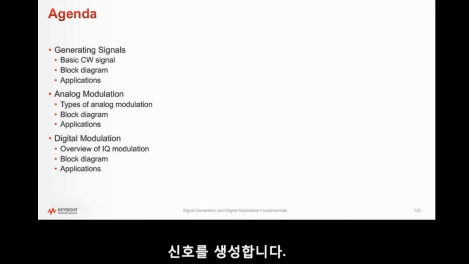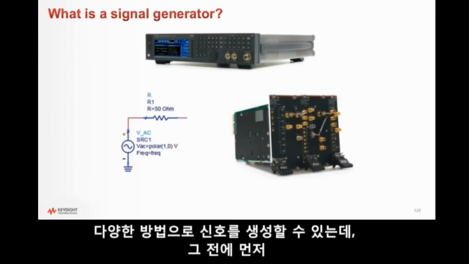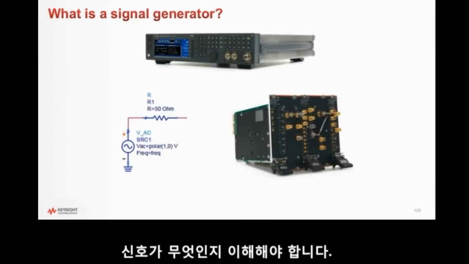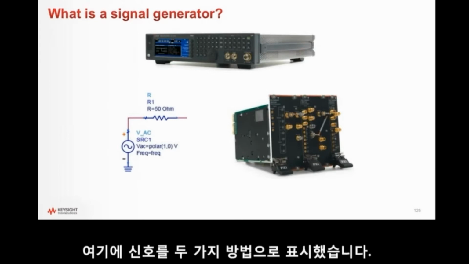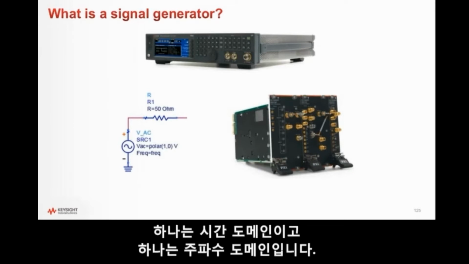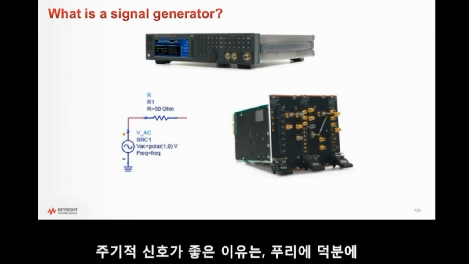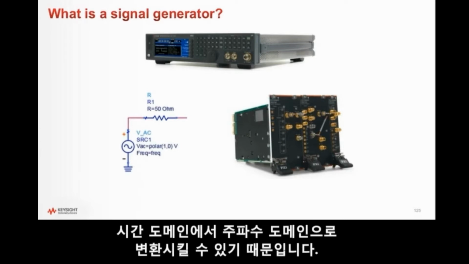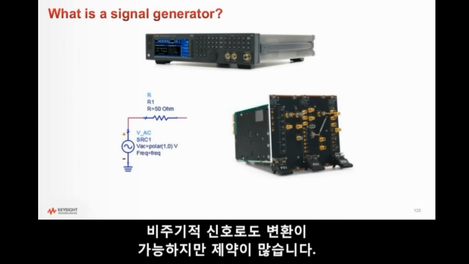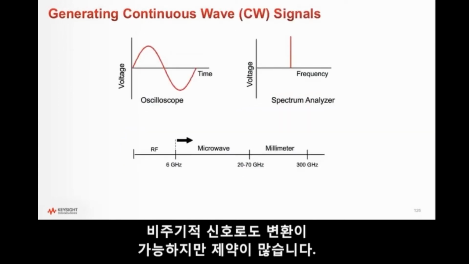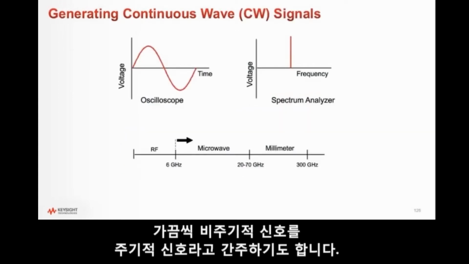Well, it generates signals. There's a lot of ways to do that, but before you get to that, first you need to understand what a signal is. So we've got two different views of signals up here. We've got time domain, we've got frequency domain. Now, we're going to talk mostly about periodic signals today. We like periodic signals because, thanks to Fourier, we can transform them from time domain to frequency domain. You can do that with non-periodic signals too, but there's a lot of limits. We often cheat. We just pretend that a signal is periodic.